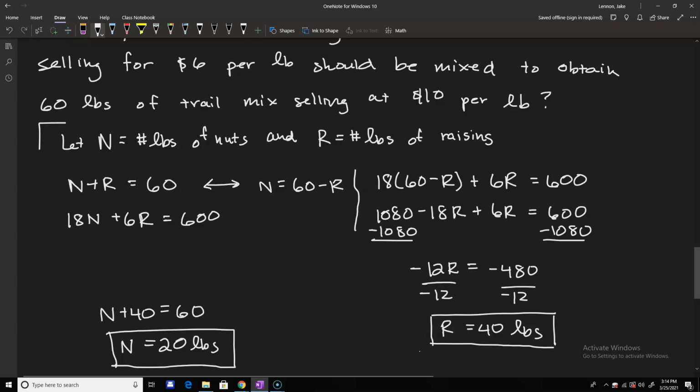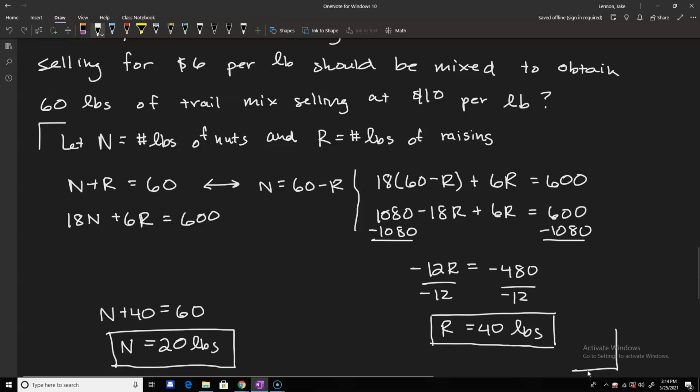So it's important to note, does that answer make sense? When we have word problems, it's always something we want to try and think about. And notice if we used an equal amount of nuts and raisins, our cost should be right in the middle. And the cost of the nuts was 18 and the cost of the raisins was 6. So if you average those together, that would be an average cost of 12. So that means, at least in principle, we should be expecting to use more raisins than nuts. So an answer that's reasonable would be 40 pounds and 20 pounds here, right?